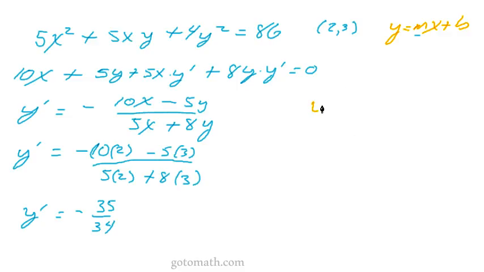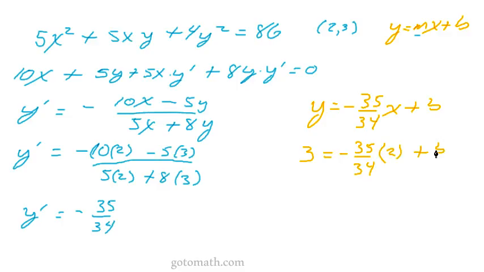So I don't know, we'll use this color, I guess. y is equal to negative 35 over 34, right? Our x plus our b. So now you just take your x and your y here, plug it in, 2, 3, and simply solve for b. And I will just tell you, after doing the arithmetic, b is going to end up being 86 over 17. So we would plug in the 86 over 17 right here, and we're done, right?